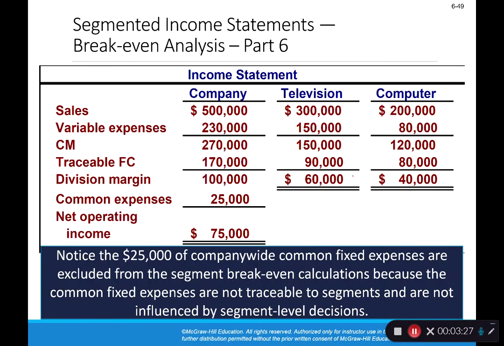So the 25,000 of company-wide common fixed costs are excluded when we do segment break-even because common fixed costs are not traceable to the segments. Therefore, they're not influenced by segment-level decisions. However, with that said, if each segment achieves break-even on their own, that's still not going to cover the common fixed costs, so the company overall will result in losing money.